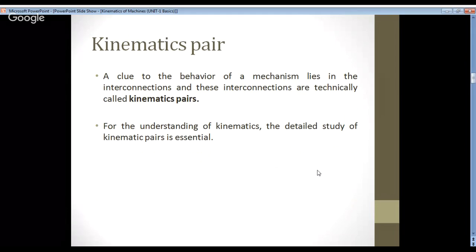Now the next thing is the kinematic pair. Pair, as the name itself implies, is a combination of two or more things. So a kinematic pair is a combination or interconnection of two or more links. The detailed study of kinematic pairs is quite essential because in day-to-day life there are hardly any products which are single-piece products. In general, all the machines and components we use in real life are a combination of multiple links. That's why we must be familiar with kinematic pairs.